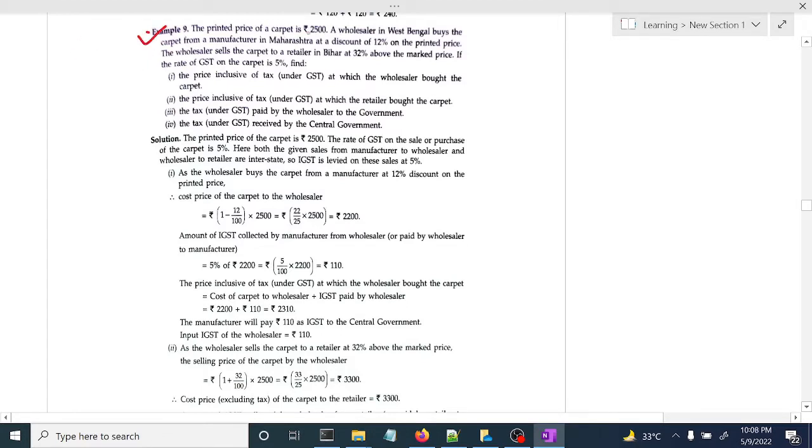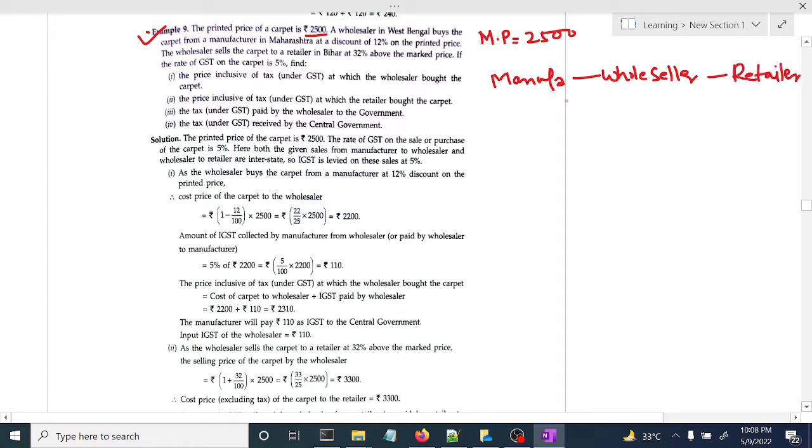So the printed price or marked price of a carpet is 2500 rupees. A wholesaler in West Bengal buys the carpet from manufacturer. So there is a manufacturer, there is a wholesaler, and the wholesaler sells the carpet to retailer. So three parties are there, there is no end customer.